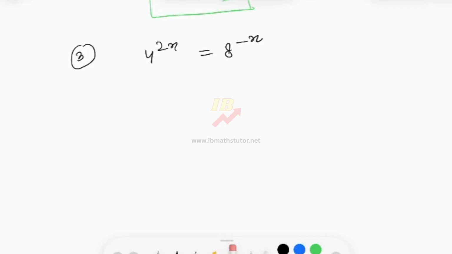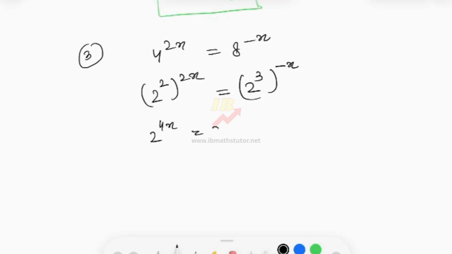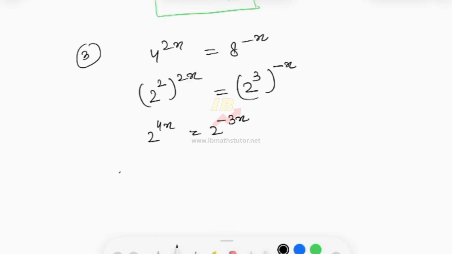4 and 8 are going to be multiples of 2, so I'm going to split this up in 2. I can write 2 raised to power 2 times 2x, and this can be written as 2 raised to power 3 times negative x. Now, by applying the m n rule, it becomes 4x here and negative 3x here. Then I'm using the imply sign and writing the final solution.